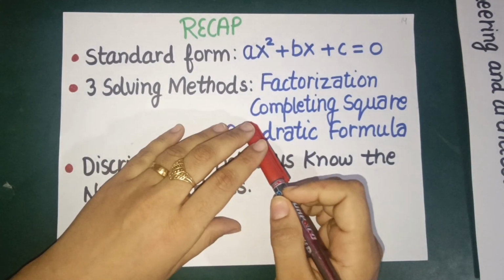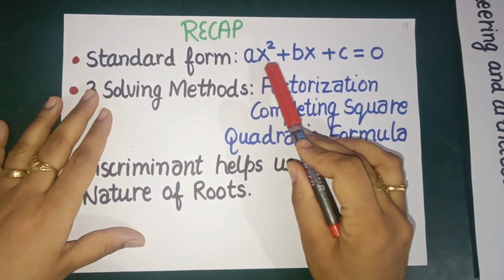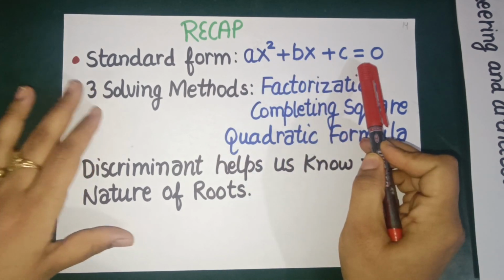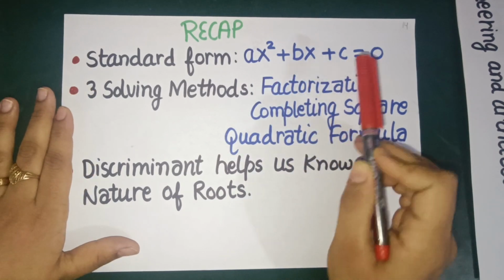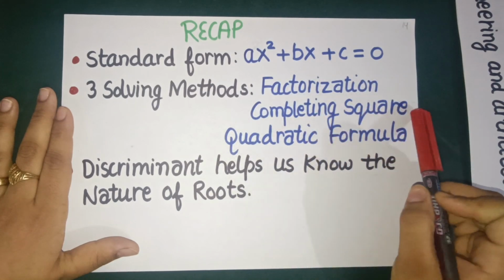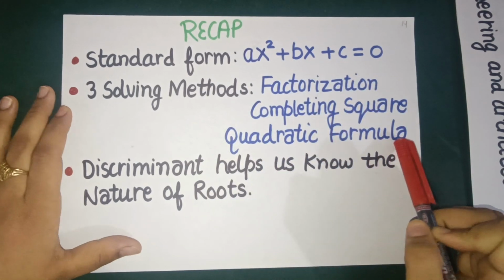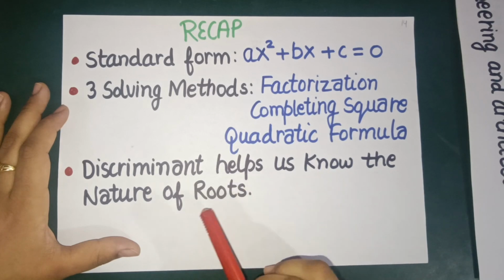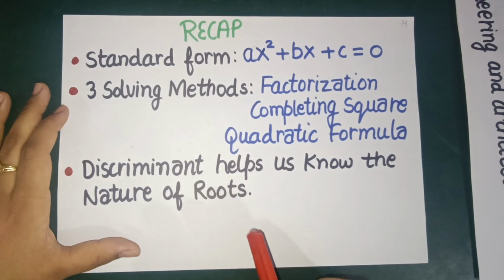Let's take a quick recap. The standard form is ax² + bx + c = 0. And we have learned the three methods of solving, that is factorization, completing the square, and the quadratic formula. And the discriminant helps us to know the nature of roots.